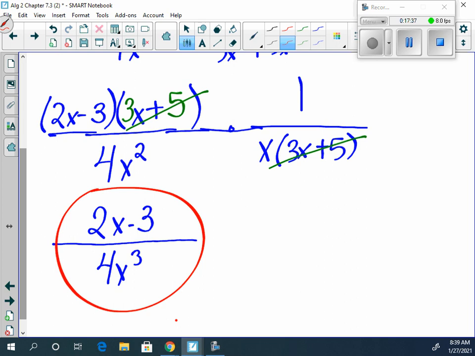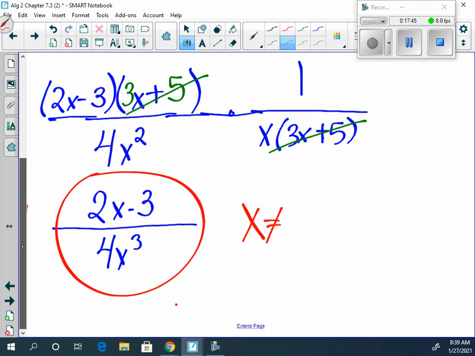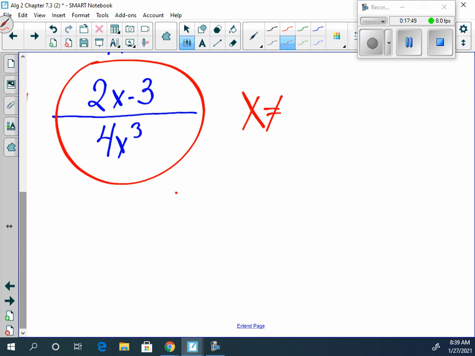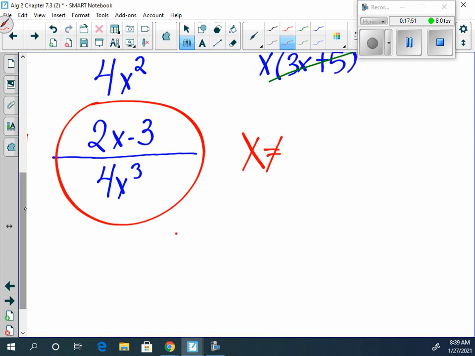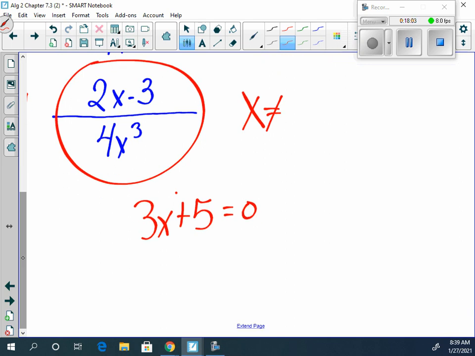Now, we still need to find our restrictions. And according to the textbook, we wouldn't include x squared or x because it's still there. It's still listed. But the one that is missing is 3x plus 5. And we need to see what value of x is going to make it equal 0.